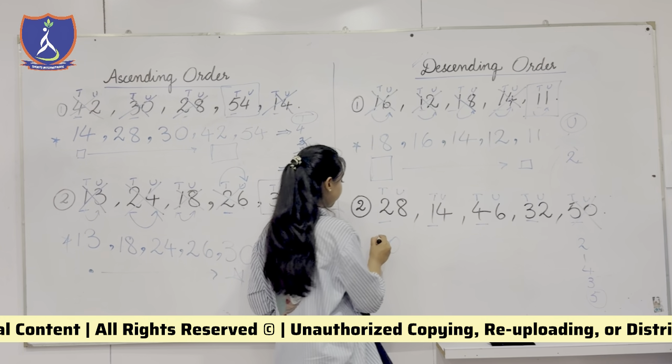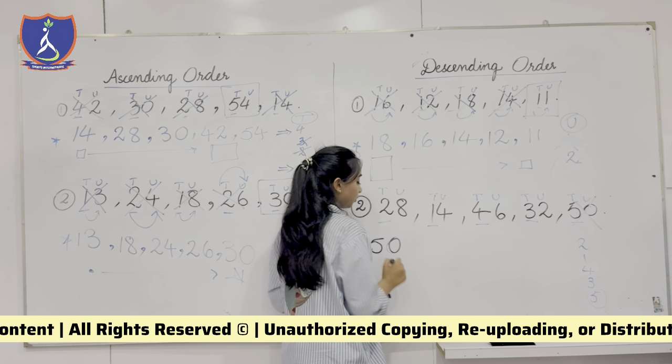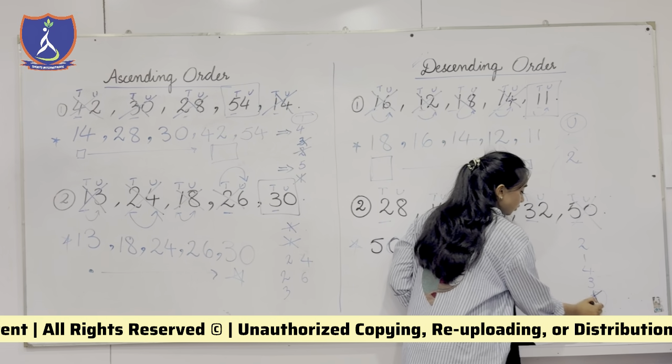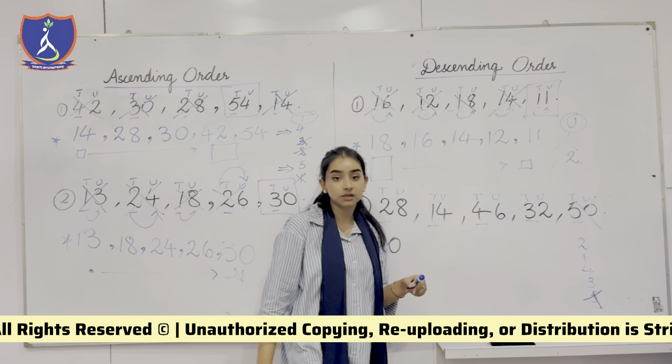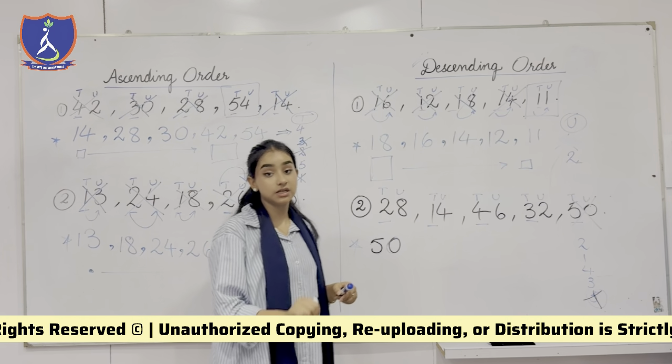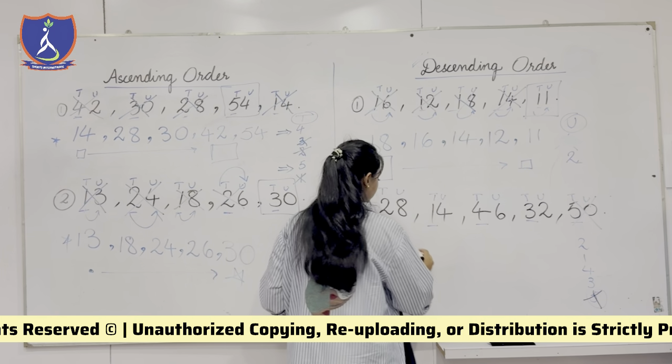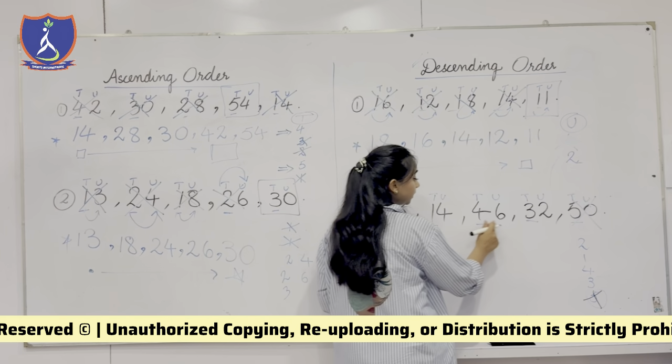Correct? After 50, what do you think? What would be the next number? 5 is out of the game. Now we have 2, 1, 4 and 3. Which one is greater? Number 4 is greater. Number 4 is bigger. So we are going to write 46.